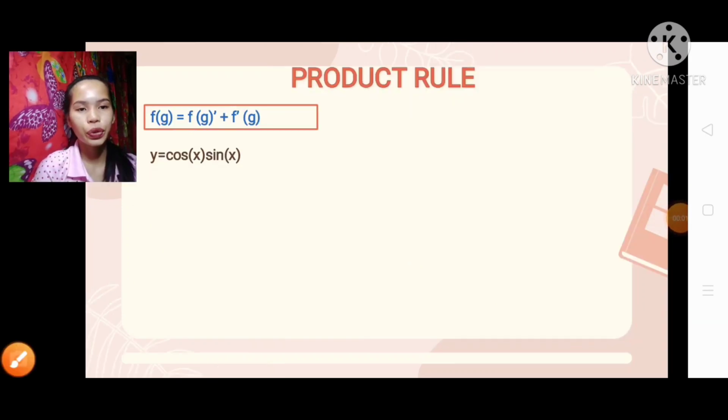So we have another rule, the product rule. The product rule says that the derivative of f times g is equal to f times g prime plus f prime times g. So we have here an example. y equals cos x sin x. So this is a trigonometric function. In trigonometric functions, the derivative of cos x is simply negative sin x. Then the derivative of sin x is simply cos x.